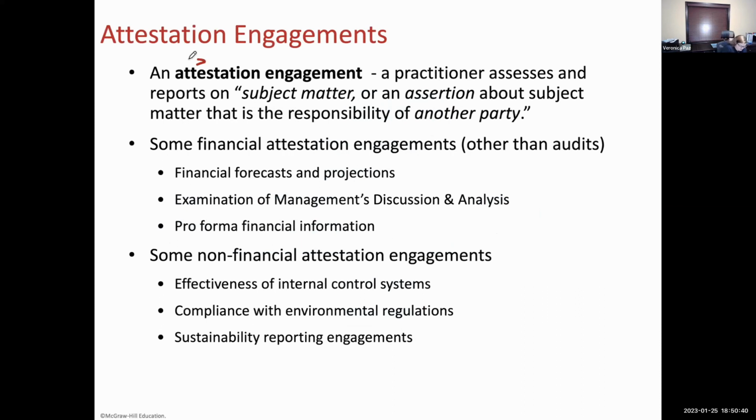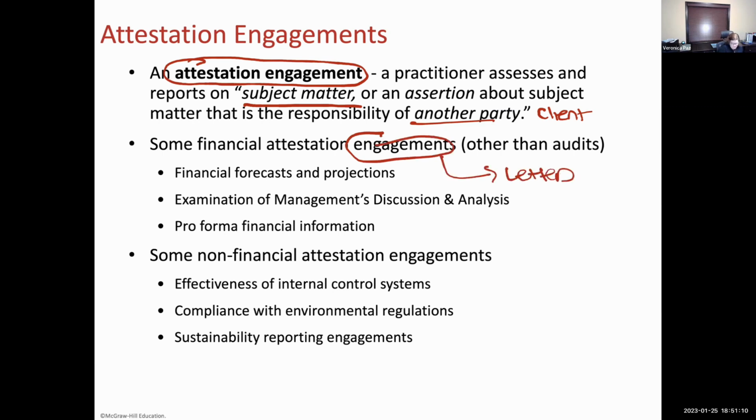So here we have another definition that should be in your notes, our attestation engagement, right? Which is basically that we're reporting on the subject matter, or there's an assertion about that subject matter, and that is the responsibility of another party, which is basically our client. So the client is who hires us as external auditors to do their audit, right? And so we might have other types of engagements, right? And anytime you have an audit, you're going to learn that we have engagement letters. And then we also have management rep letters as well.